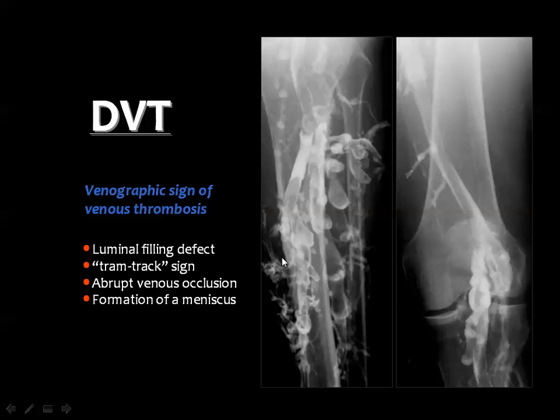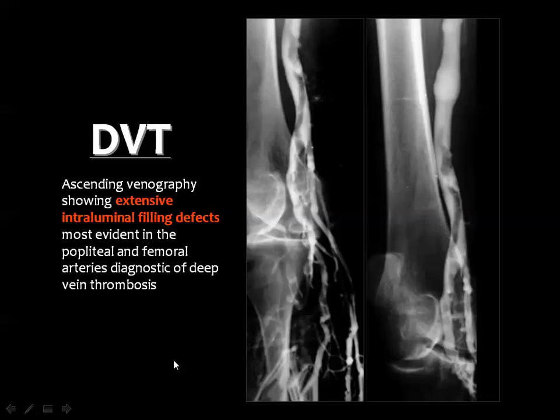In the era of venography, we used to look for some of the signs of venous thrombosis, like luminal filling defect, the tram track sign, where you see the contrast material along both sides of the thrombus, venous occlusion like the arterial occlusion, and formation of the meniscus sign. If you see here, you can imagine this sign, for example. And this is another case by conventional venography. It's the worm-like filling defect, extensive thrombosis of the venous system.